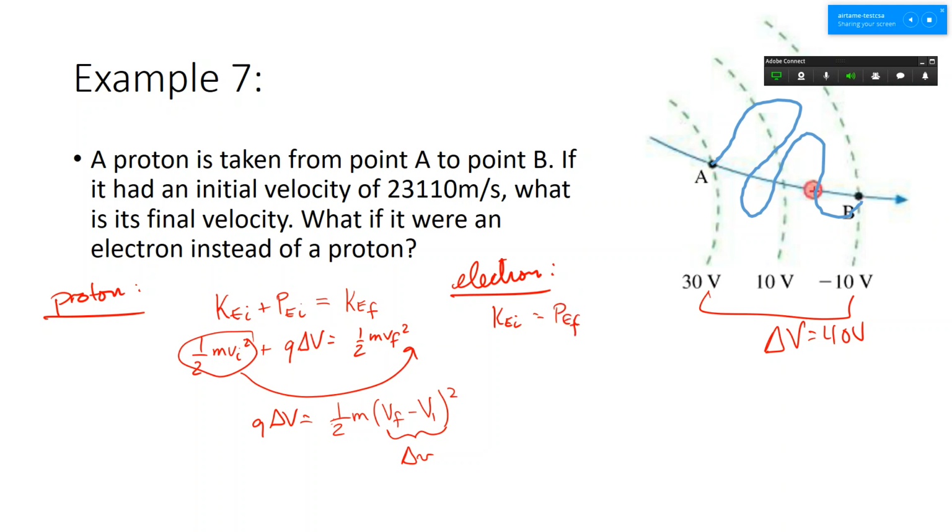Exactly. So it would have final potential energy plus final kinetic energy. So with an electron, would it be slowing down? See that? An electron going from high to low voltage, it would be slowing down because it's going into an area that's more negative. Any questions on this?